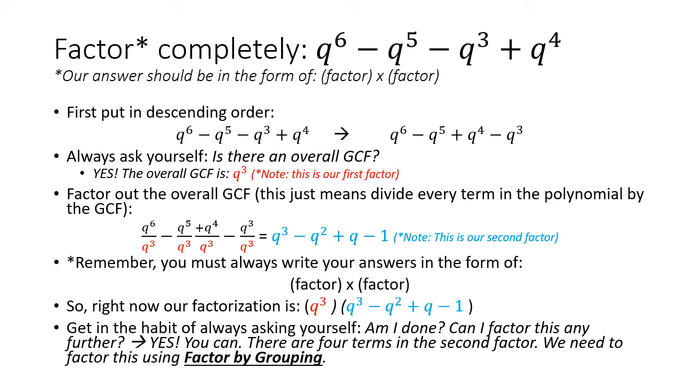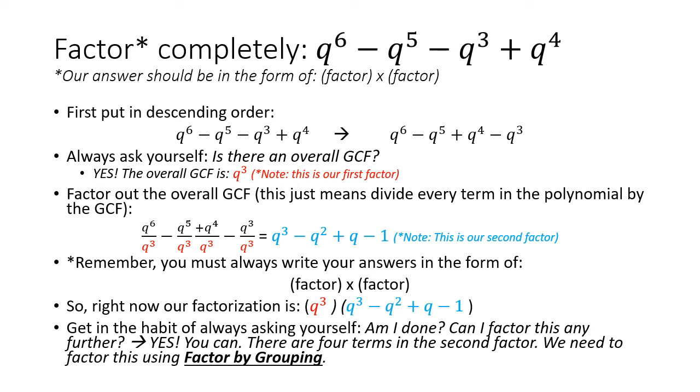So when you think you're done, always say to yourself, am I done? Am I really done? Can I factor this any further? And the thing is, you can. You can factor this further. There are 4 terms in the second factor. And we know how to factor something that has 4 terms. We use factor by grouping, okay? So when we're looking at our factorization, q cubed times q cubed minus q squared plus q minus 1, we look at that second factor in blue and we count 1, 2, 3, 4. There are 4 terms there. I can factor that even further using factor by grouping.